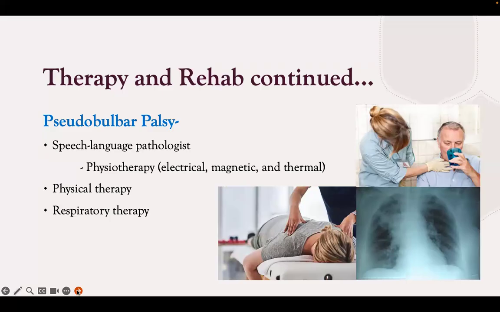But overall, for pseudobulbar palsy, the rehab and therapy is mostly to help with swallowing, improving lung function, and other facial injuries.